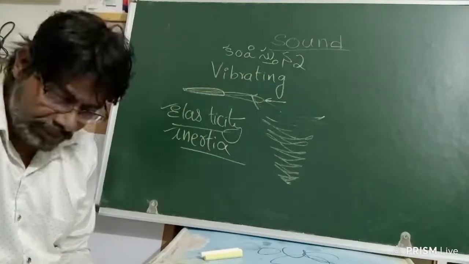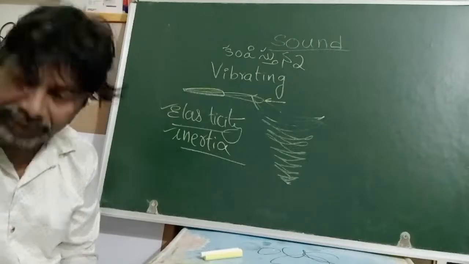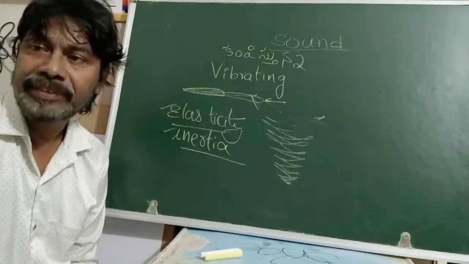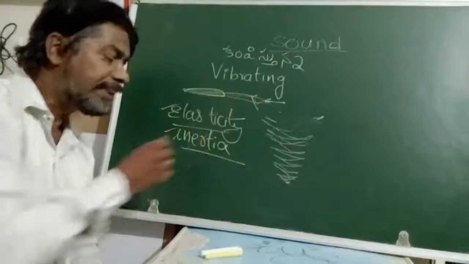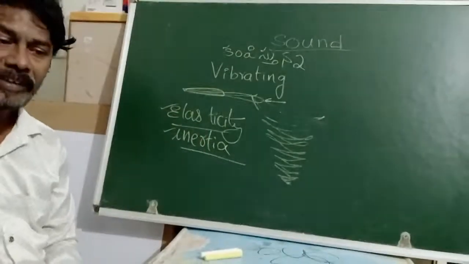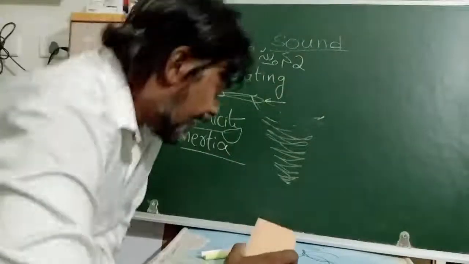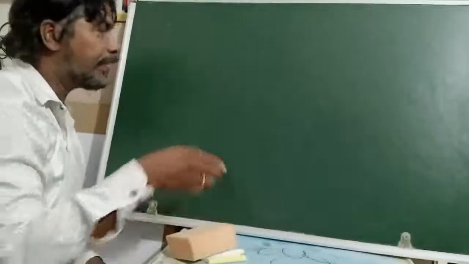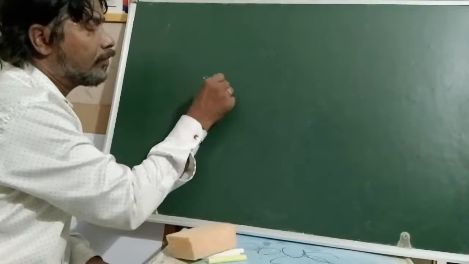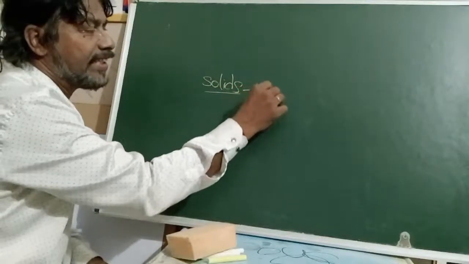ఓకే, అండర్స్టాండ్. సో సౌండ్ travels in various medias. Substances are three types, already we have seen: solids, liquids and gases. Three types of substances are there: solids, liquids and gases. Okay, solids having more elastic nature and inertia.